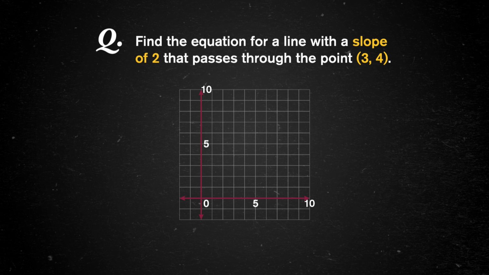This is just one of those things we have to learn, like different tenses while learning a language. Math is a language too, so with practice you'll learn to recognize these forms. Now, in a textbook, we might see something like, find the equation for a line with slope 2 that passes through the point 3, 4.